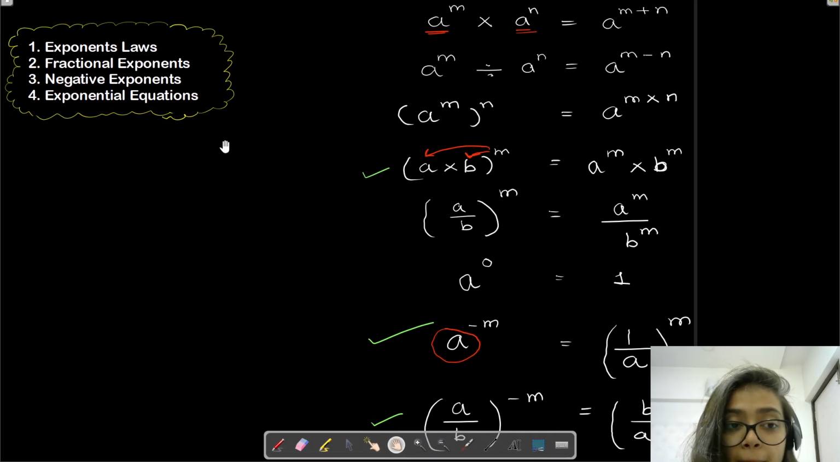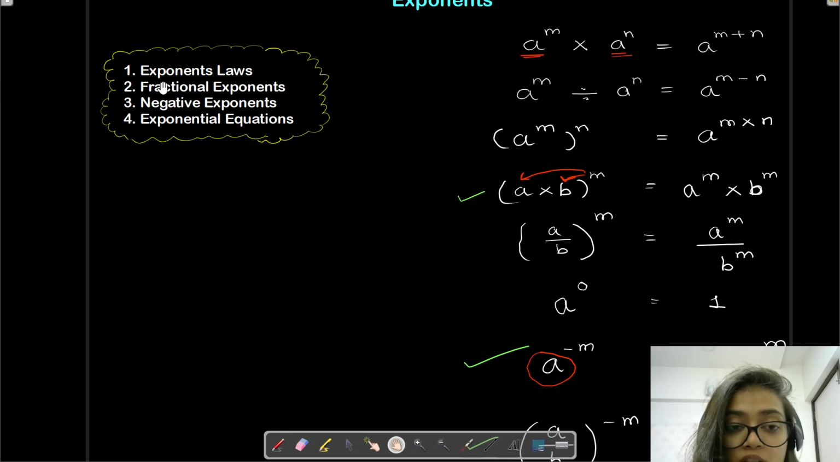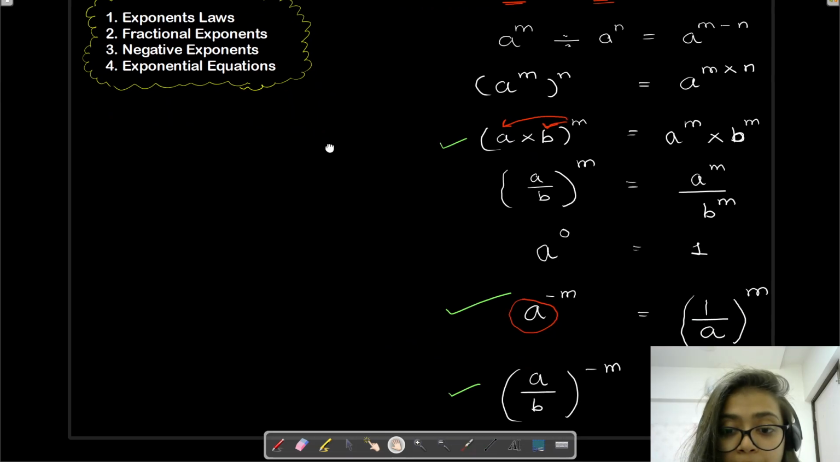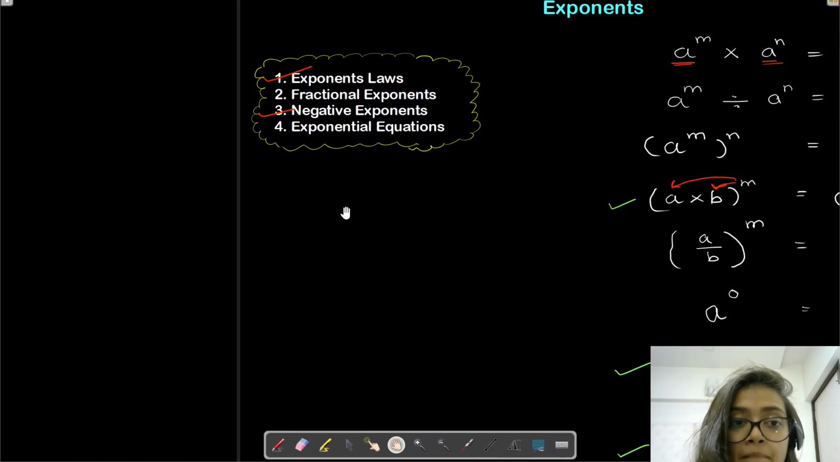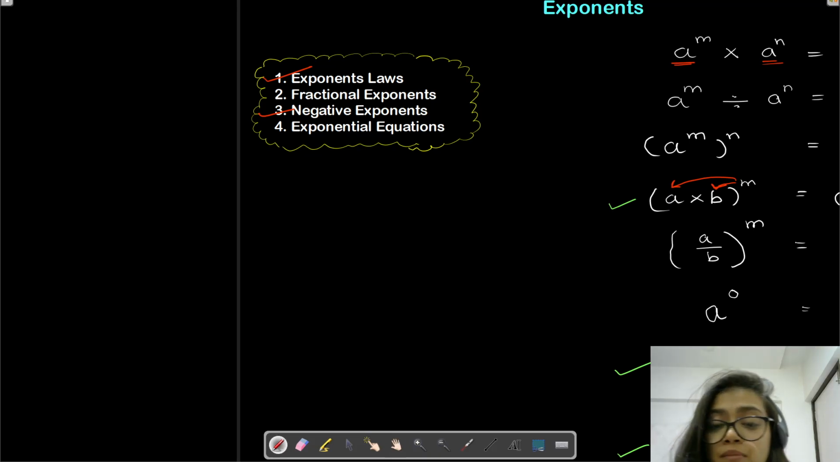Okay, so we have covered the exponents laws and negative exponents. Next is fractional exponents, and then exponential equations. After that we'll do a couple of questions. Fractional exponents are nothing but radicals. You might have heard of this term called radical.